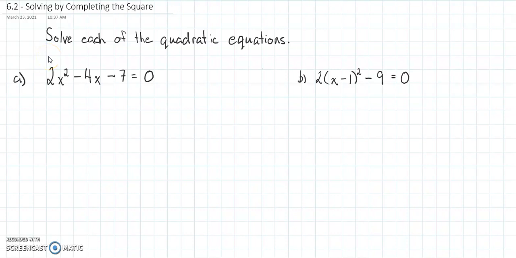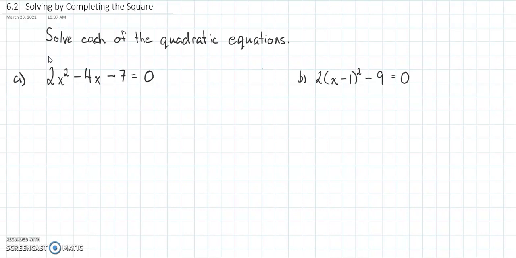Okay, in this video, we're going to look at solving quadratic equations by completing the square, which is really going to be a combination of two things we've already done. We've already looked at completing the square, and we've already looked at quadratic equations, so we're just going to put those two things together. We're going to start with two equations, parts A and B, and solve each of these quadratic equations.